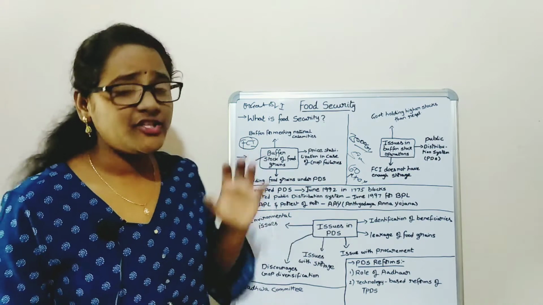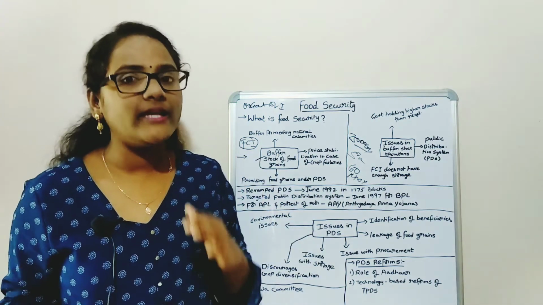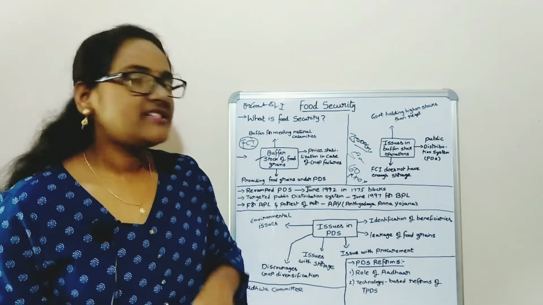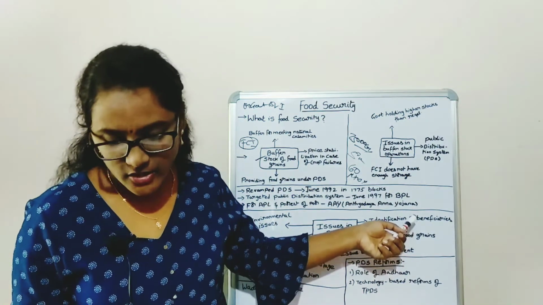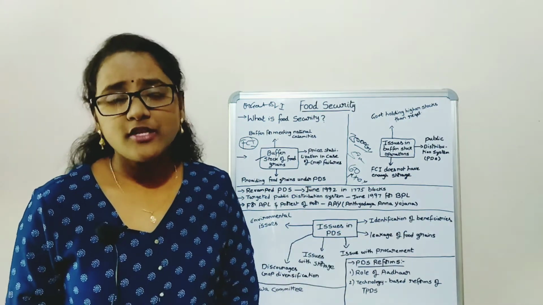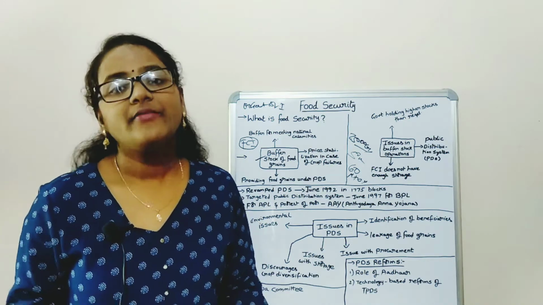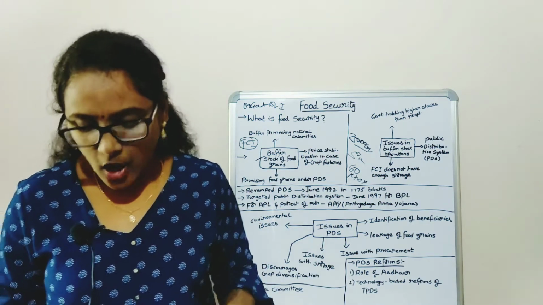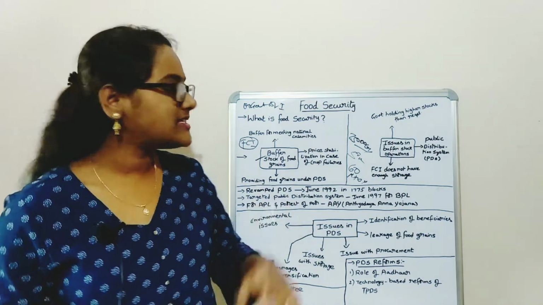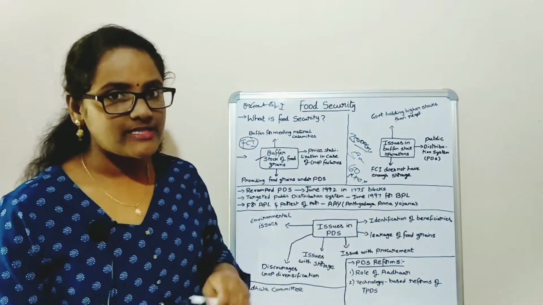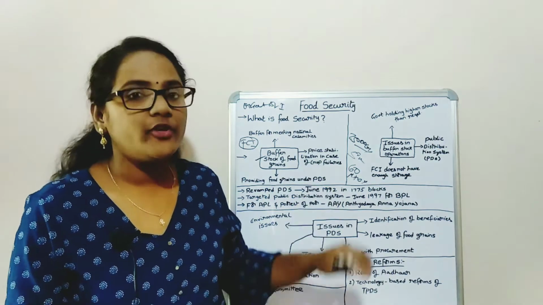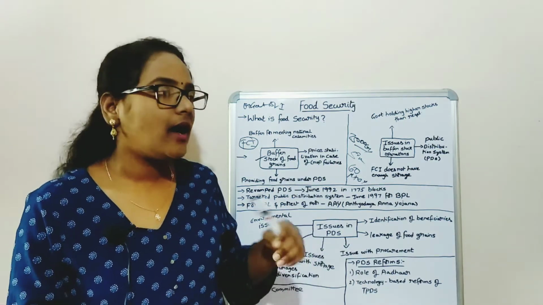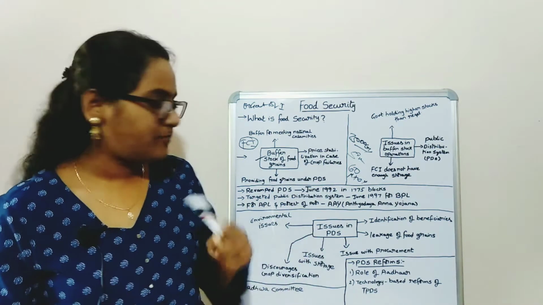And what are the issues in the integrated public distribution system? Just look at a glance. Some of the issues are about the identification of beneficiaries. Studies have shown that the targeting mechanisms are prone to large inclusion and exclusion errors. And the second issue is the leakage of food grains: transportation leakages and black marketing by FPS owners.